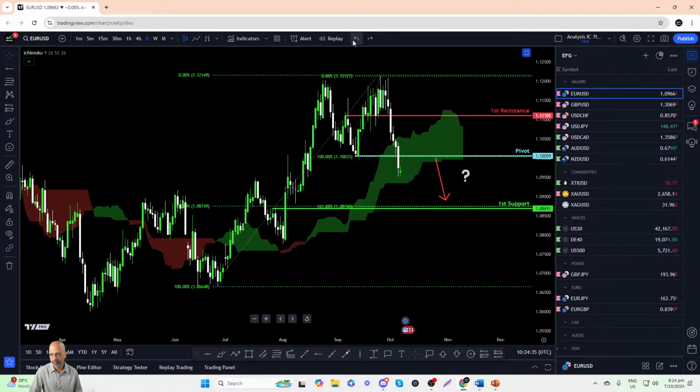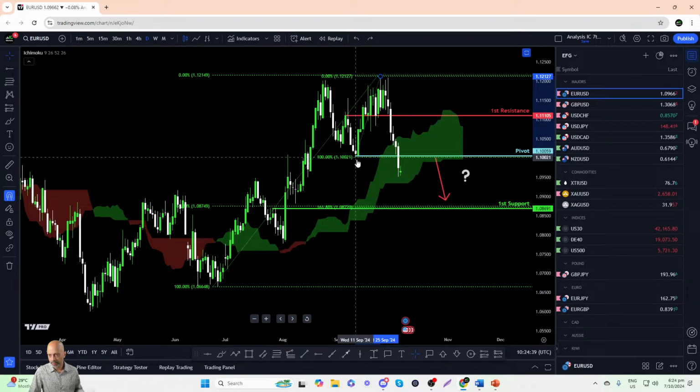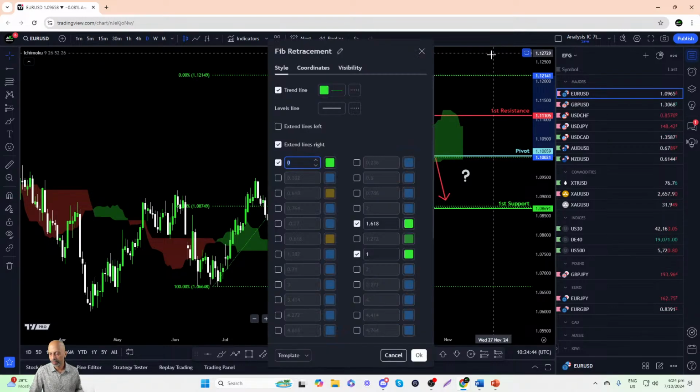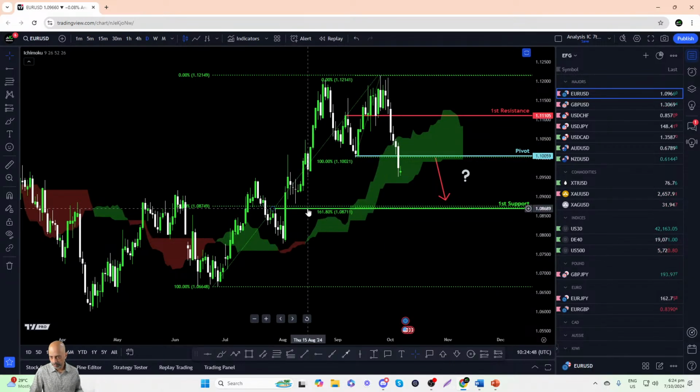This extension level was found by running a retracement from this swing low on the 11th of September, going up to this swing high on the 25th of September, and we can see that the Fibonacci extension at 161% sits pretty close to this overlap level here.